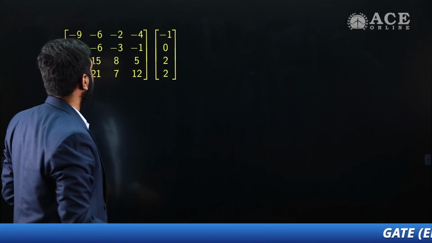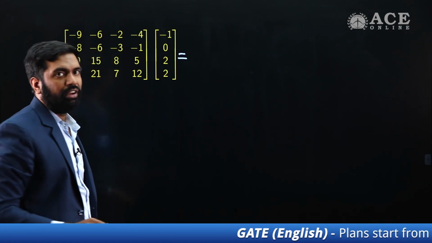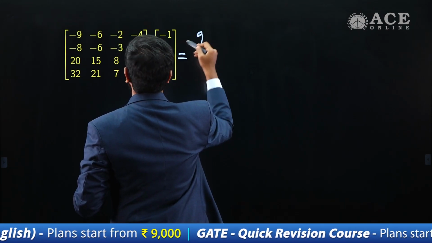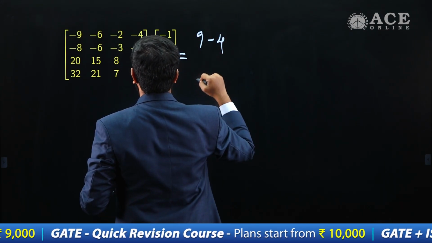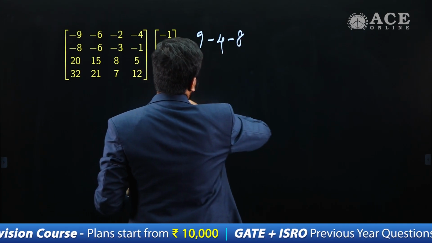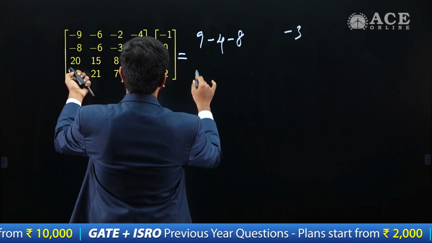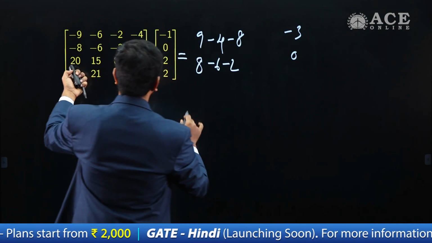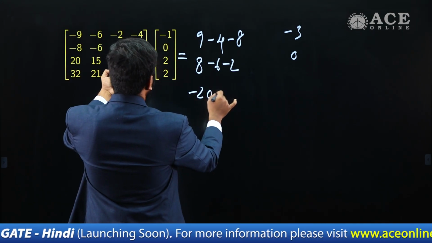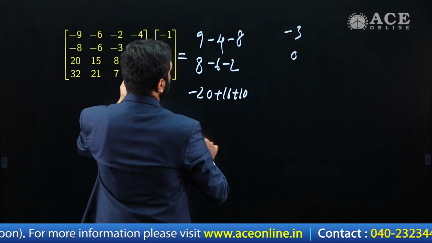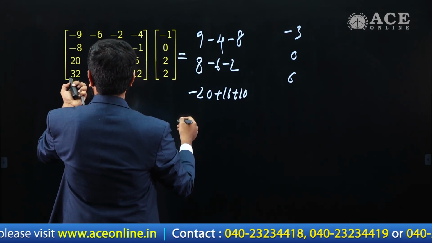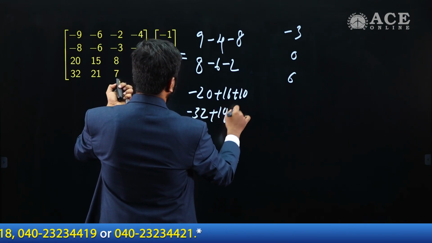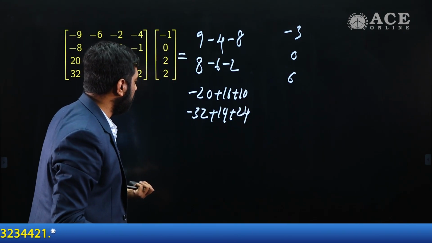Let's look at the next option. Now this is the vector that is given in option C. Let's verify it. This row into this column. What does this give you? 9 minus 4 minus 8. So this is minus 12 and then plus 9, which is minus 3. Next, 8 minus 6 minus 2. So this is 0. Next, minus 20 plus 16 plus 10. 26 minus 20 is 6. Last element: minus 32 and then plus 14 plus 24. 24 plus 14 is 38. 38 minus 32 is 6.